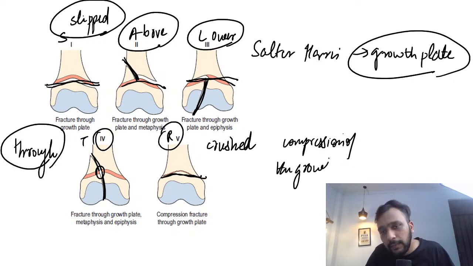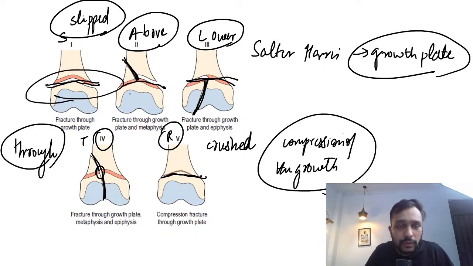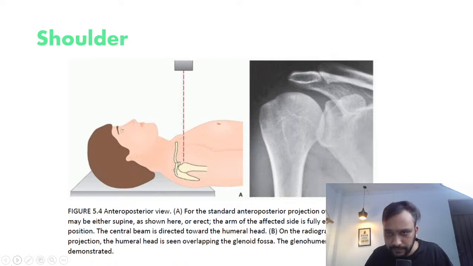So are we clear about the Salter-Harris classification? It is used for fractures involving the growth plate. S stands for a through and through fracture passing through the growth plate. A stands for a fracture involving the metaphysis. L stands for lower, involving the epiphysis and the growth plate. T stands for a through and through fracture through the metaphysis, your growth plate and your epiphysis. And R stands for a crushed fracture of the growth plate.